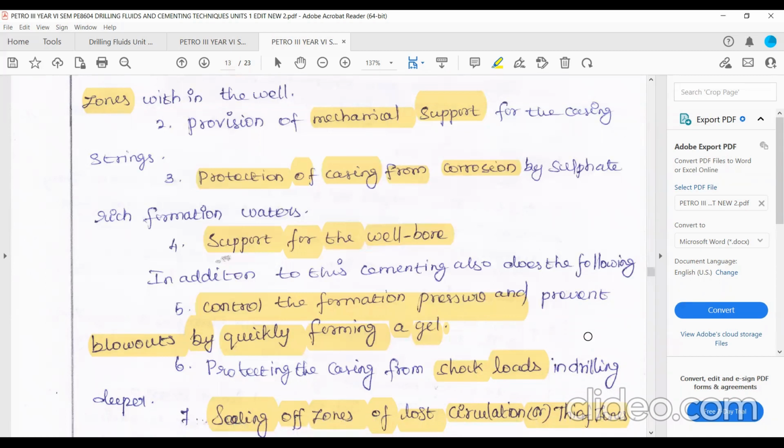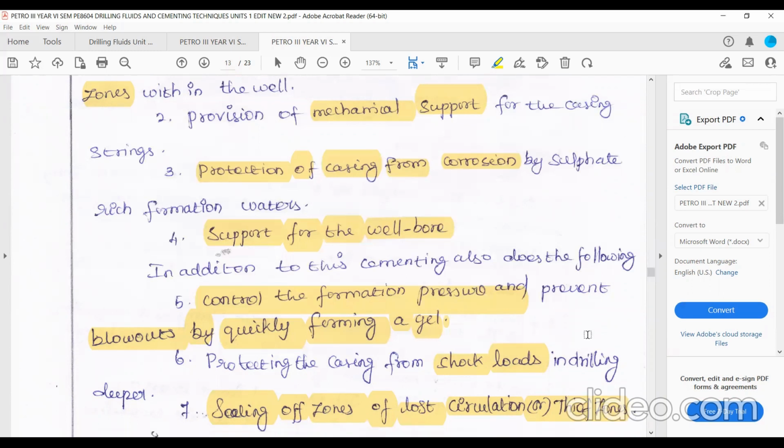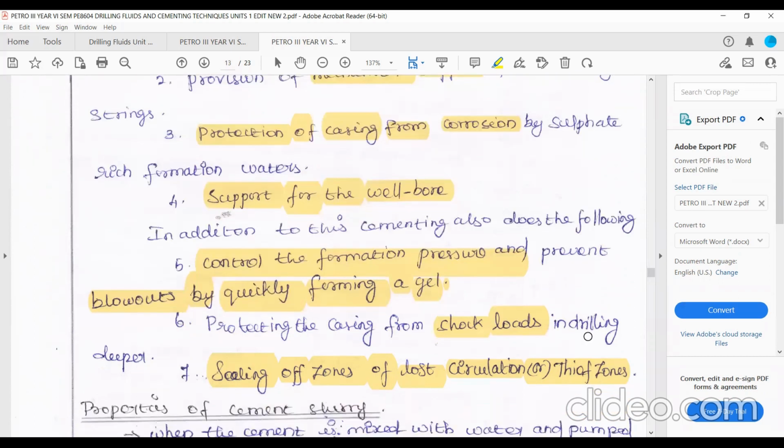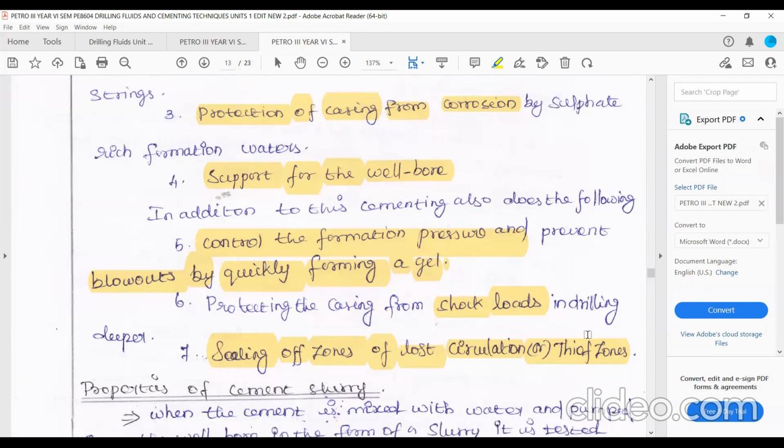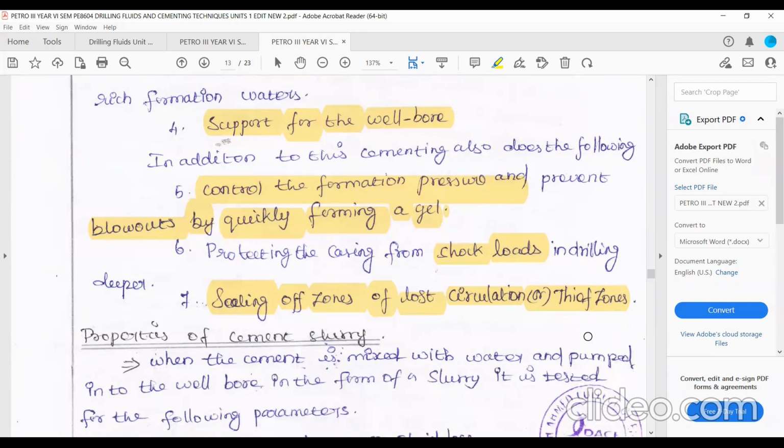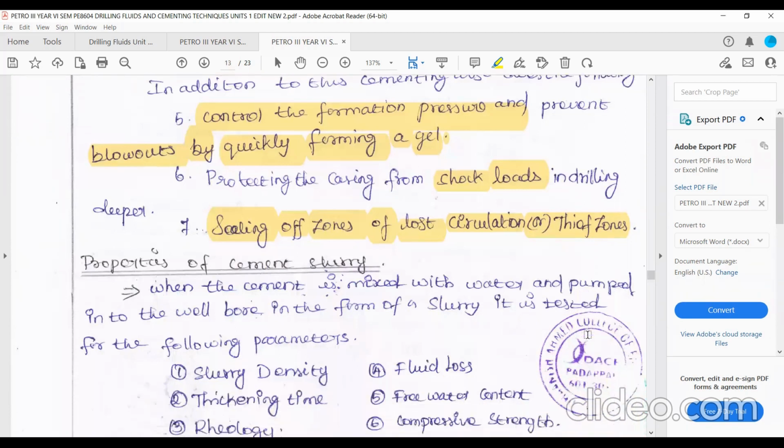The fifth point: cement which has a quickly forming nature of a gel. So if the gel forms quickly and settles and hardens, then the job is taken care of. Finally, the sixth point is also to ensure that the casing is protected from shock loads. We covered all the points and now move on to the properties of cement slurry.